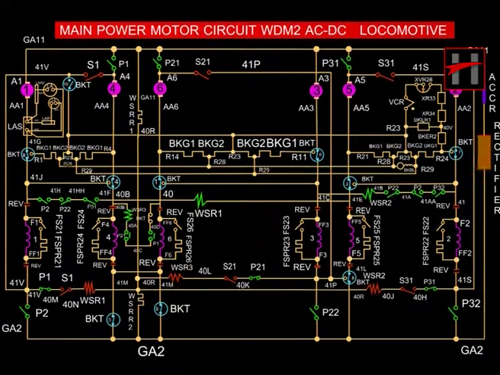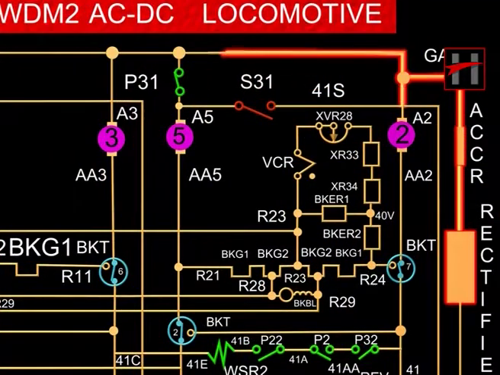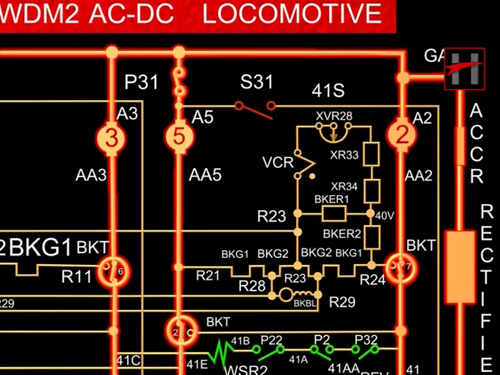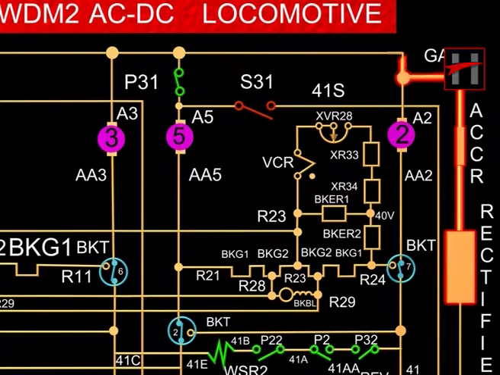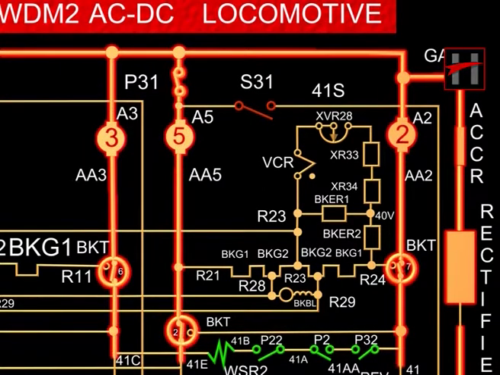Number 2. The main power motor circuit of WDM2 AC-DC locomotive has the traction alternator and the rectifier in place of the DC traction generator. The AC output of the traction alternator is fed to the rectifier, and the rectified DC output is then fed to the 6 DC traction motors via the cable numbers GA11 and GA2.